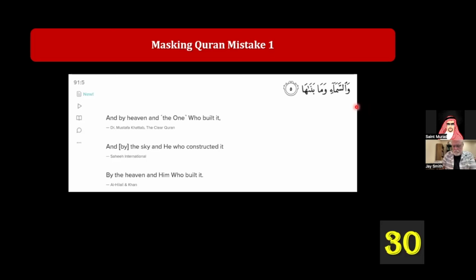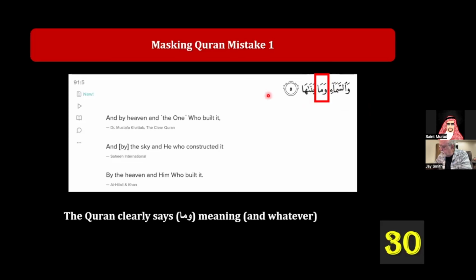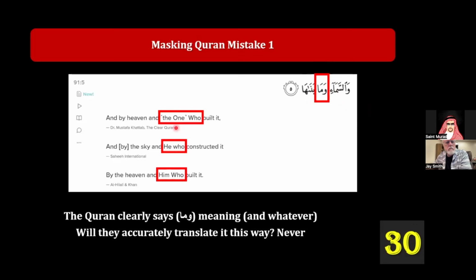Here it says in the Arabic, وَالسَّمَاءِ وَمَا بَنَاهَا. We are looking at the word وَمَا. Now the word وَمَا in Arabic means "and whatever." So it should be "and the sky and whatever has built it." But if we look at the English, they will never translate it this way. They have it as "and by the heaven and the one who built it," or "and he who constructed it," or "and him who built it." When clearly in the Arabic it's saying "and whatever has built it."